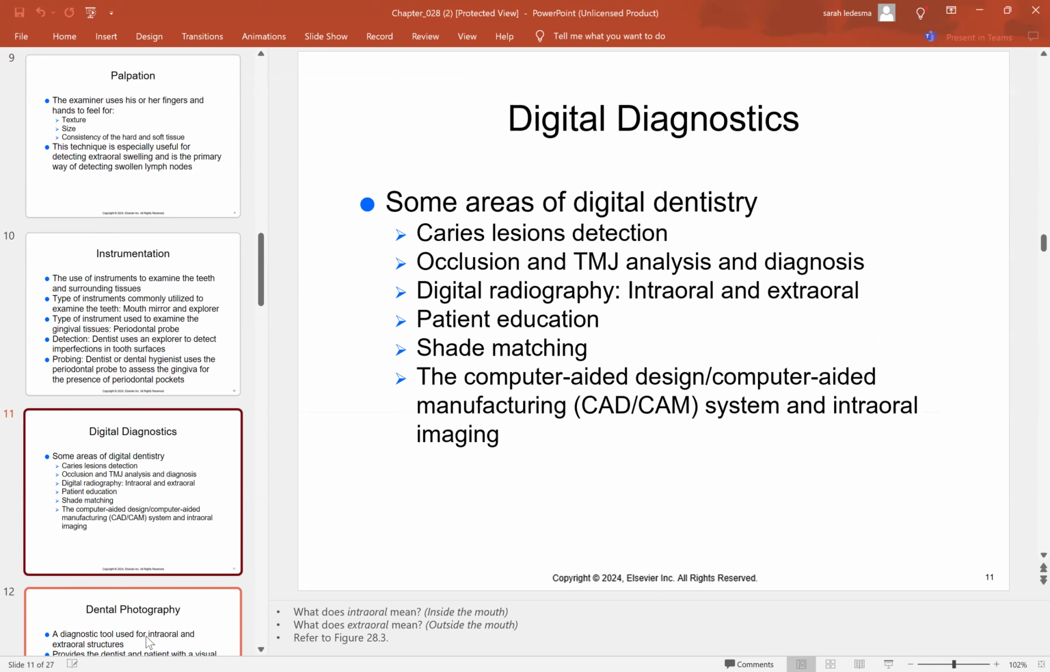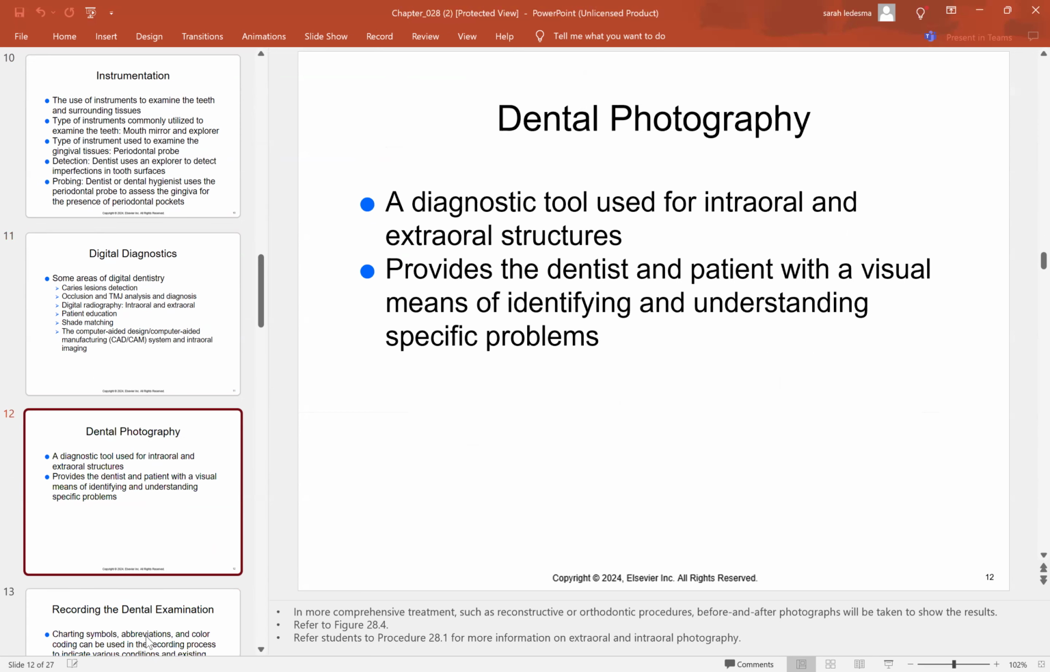Digital diagnosis. Some areas of digital dentistry include carious lesion detection, occlusion and TMJ analysis, dental radiography, patient education, shade matching, computer-aided manufacturing systems, and intraoral imaging. Photography is a diagnostic tool used for intraoral and extraoral structures, and provides the dentist and patient with a visual means of identifying and understanding specific problems.